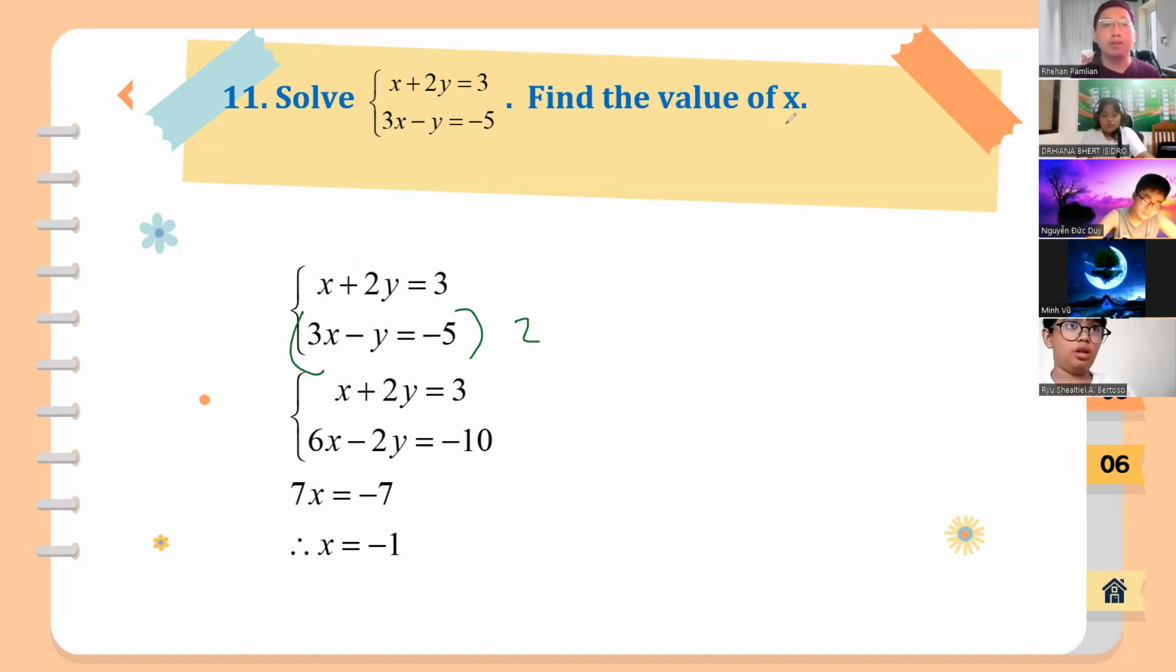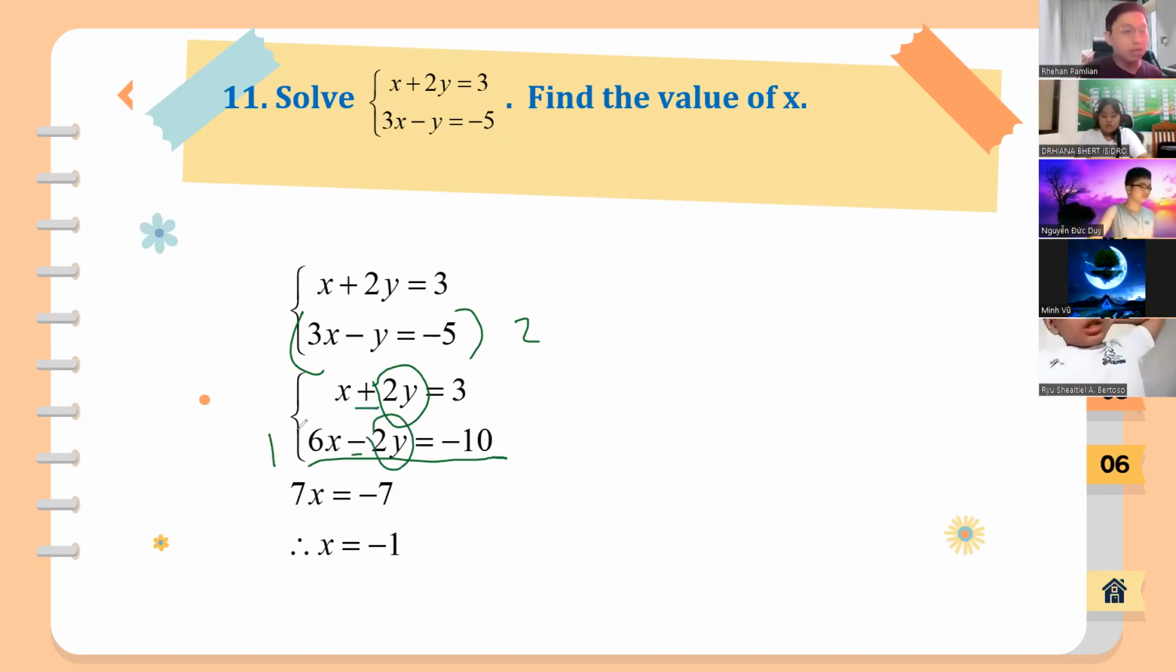If the problem is looking for y, then we want to eliminate x. In that case, you'll multiply x plus 2y by 3. But in this case, we're looking for x, so we're multiplying the second equation by 2 to get 6x minus 2y is equal to -10. You see there's 2y, positive and negative.